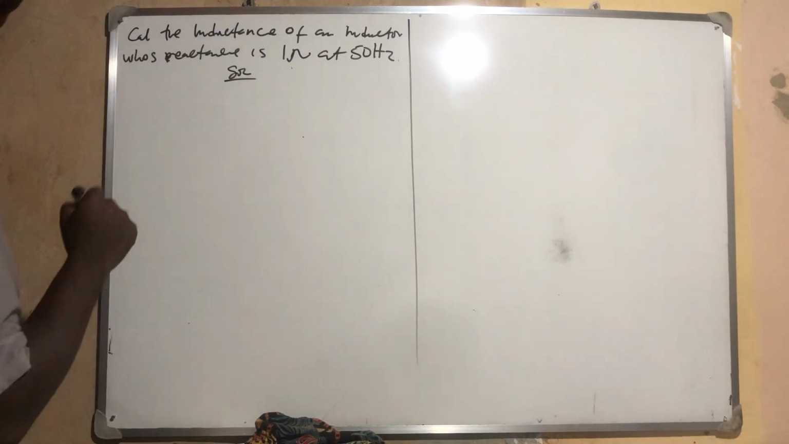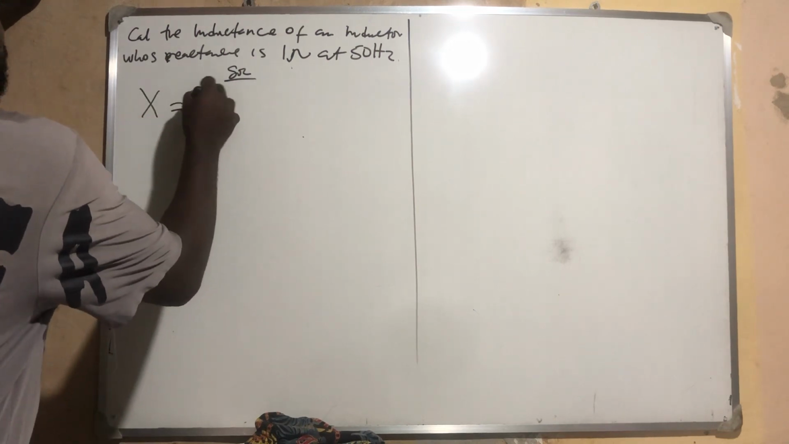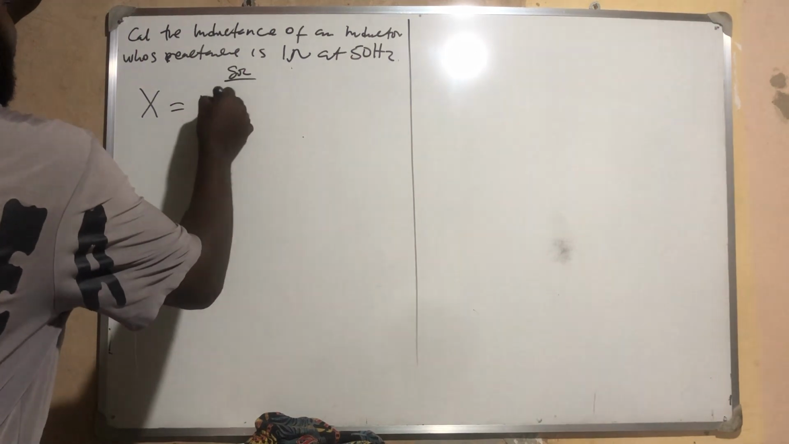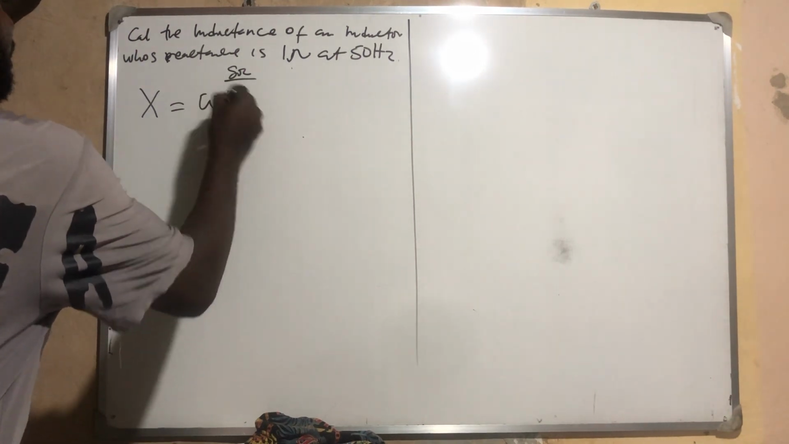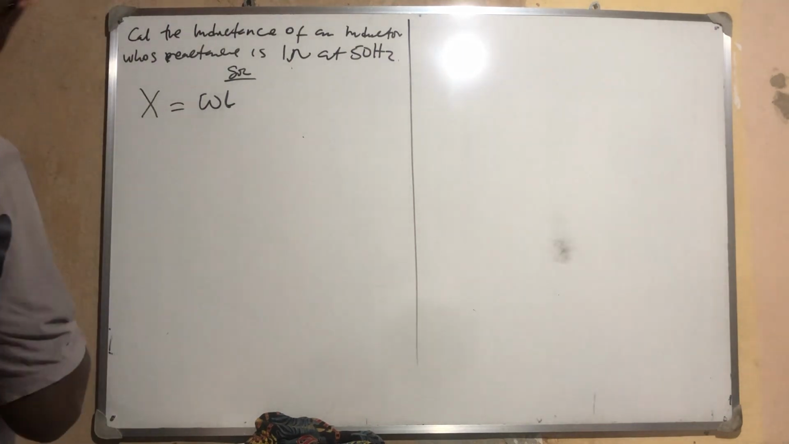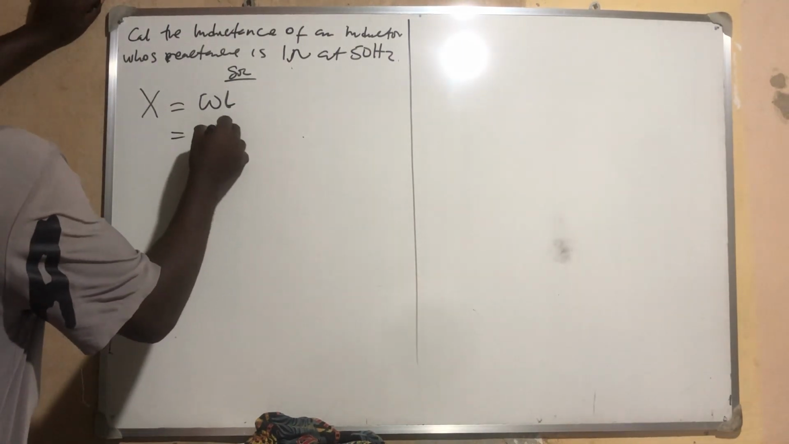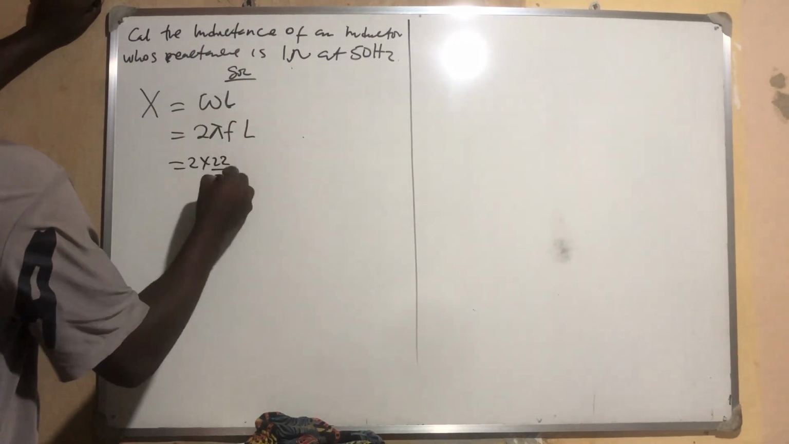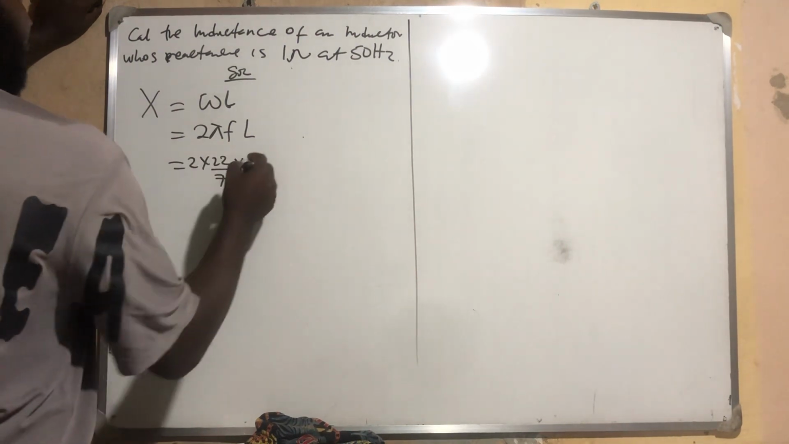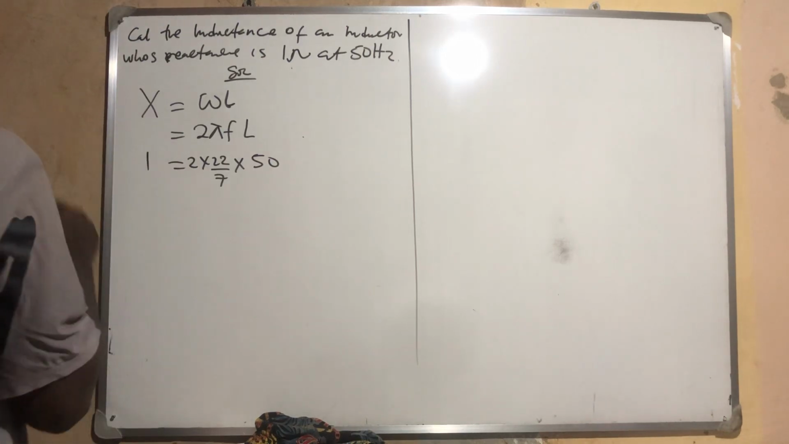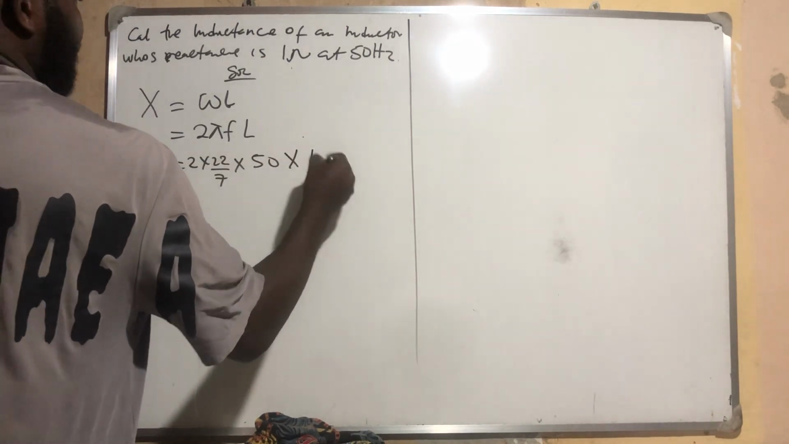I didn't give you that formula in the former video, so this is the second video anyways. So we have that X is equal to omega L. The capacitor is 1 over, but in an inductor there is no 1 over. So this is the same as 2 pi f, then your L. So what do I have? 2 times 22 over 7 times my f, which is 50. They gave me this one as 1. So then times my L, which I'm looking for.